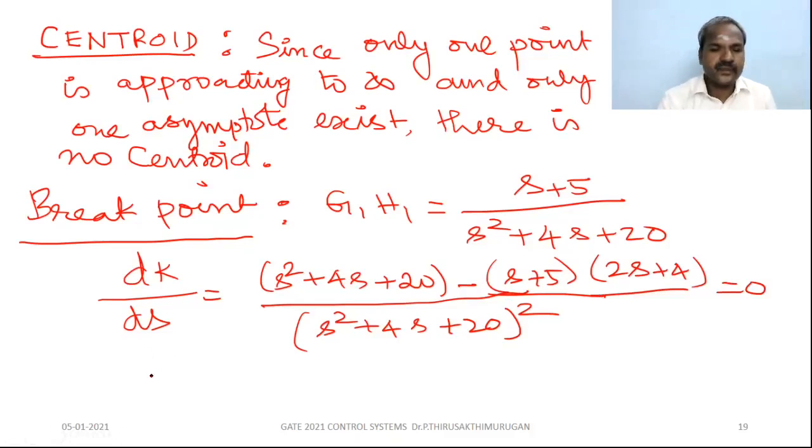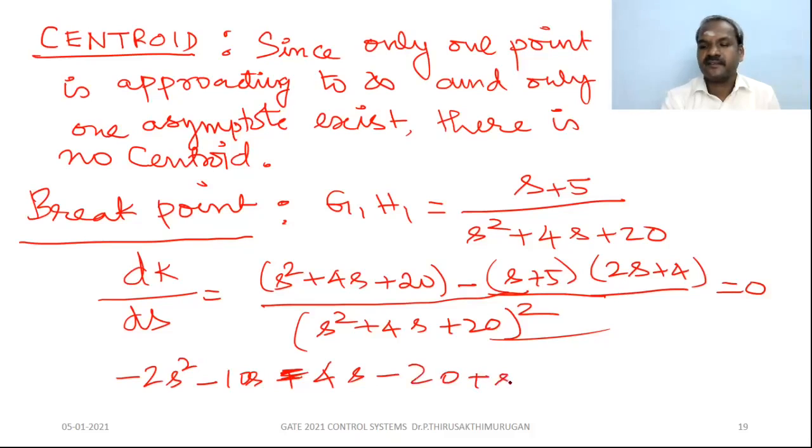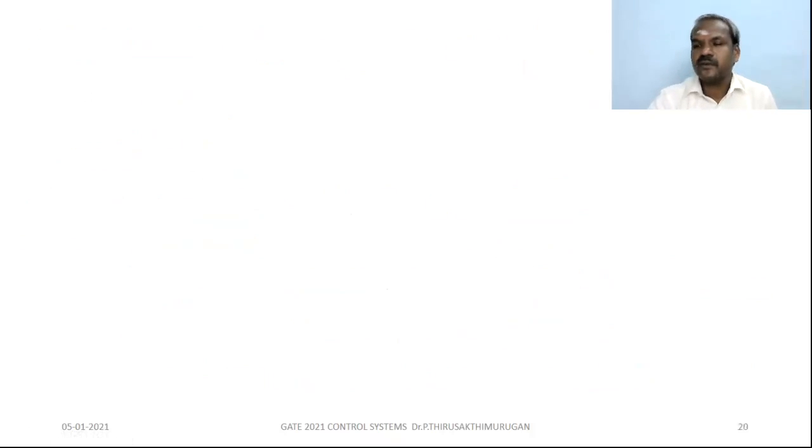So you will be getting this equal to 0. So s square minus 2s square, minus 2s square, 2s square into 4s. So the answer: minus 2s square minus 10s. Simply you can tell me the answer. Correct, tell me, correct. Your answer is correct. Minus 4s minus 20 plus s square plus 4s plus 20 equal to 0.